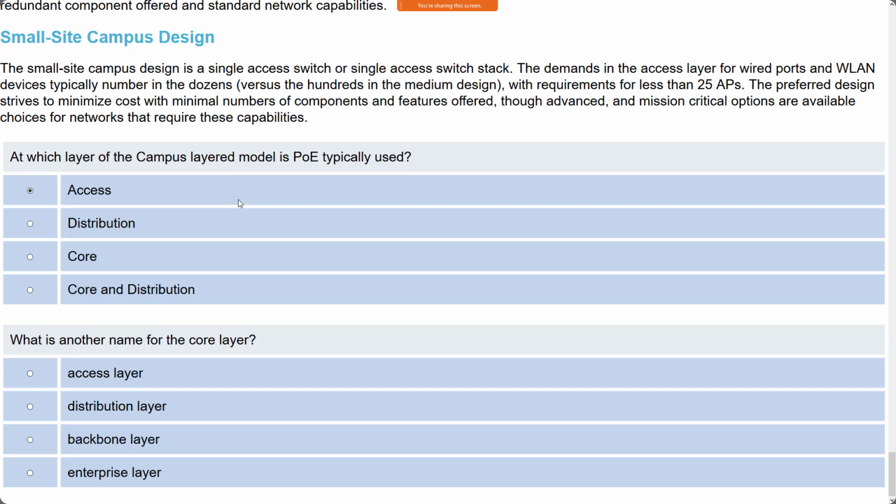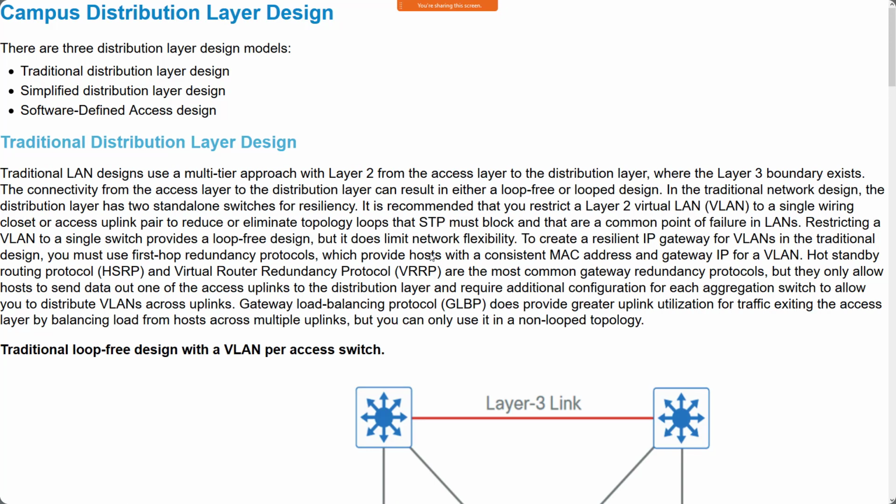What is another name for the core layer? That would be your backbone, right? Because that's essentially what it's providing. It's providing high-speed backbone routing to get from point A to point B. That's the whole point of that particular layer. All right.